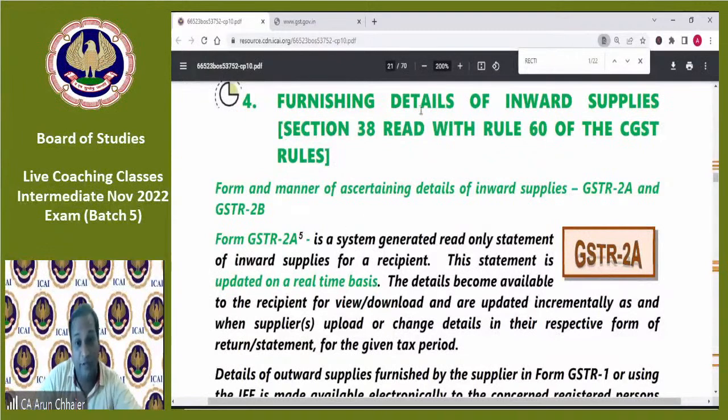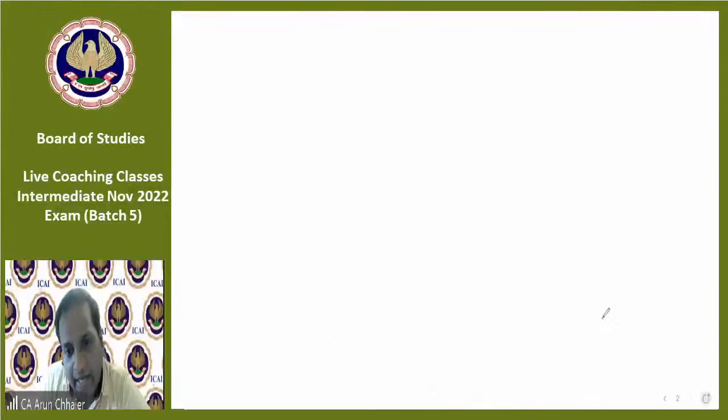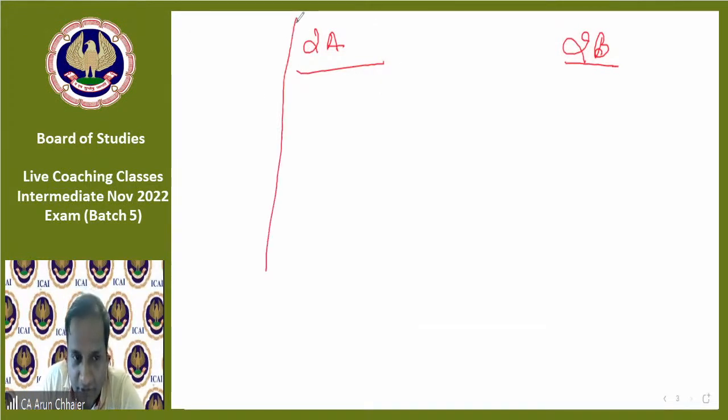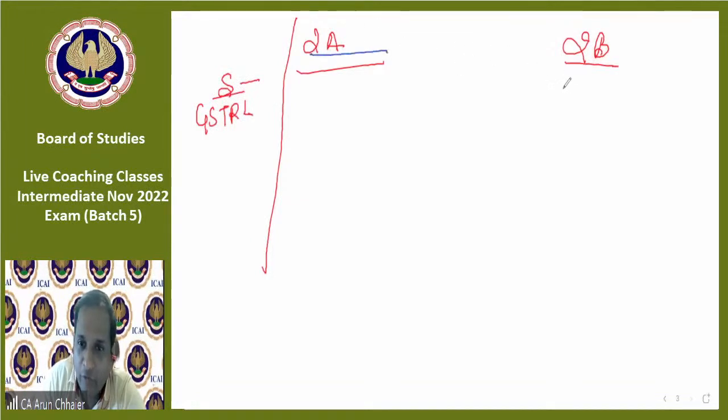So let me explain. First, I will explain on my own whiteboard, and then I will give the language. What is the difference between the GSTR 2A and the GSTR 2B? Suppose the supplier files the GSTR1. Then the 2A and 2B would be updated.